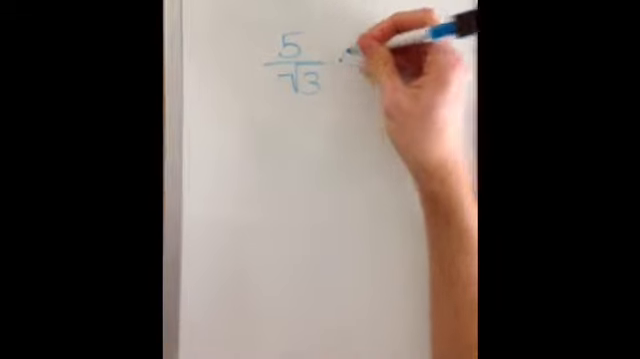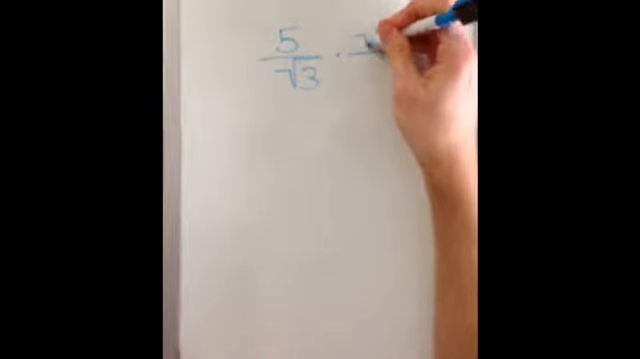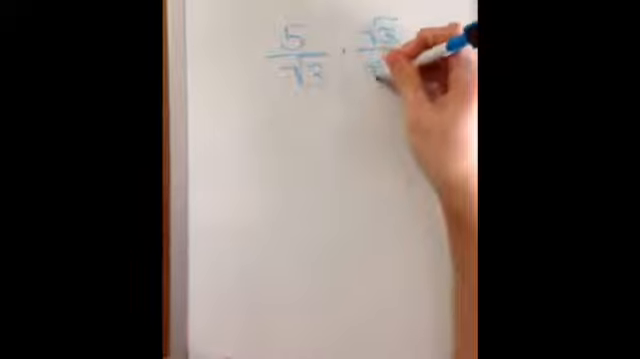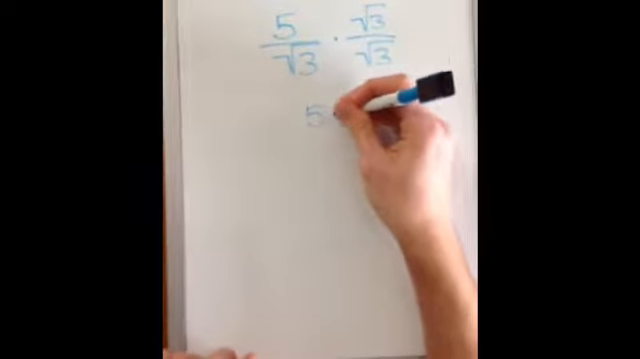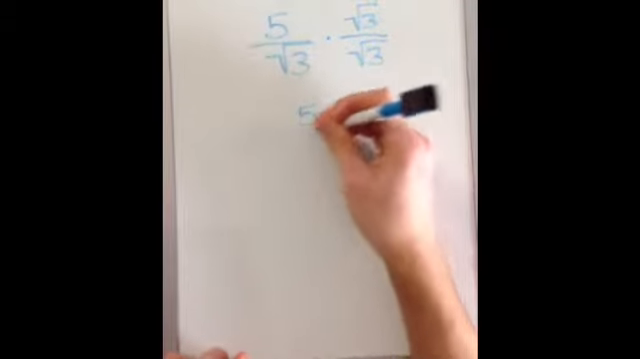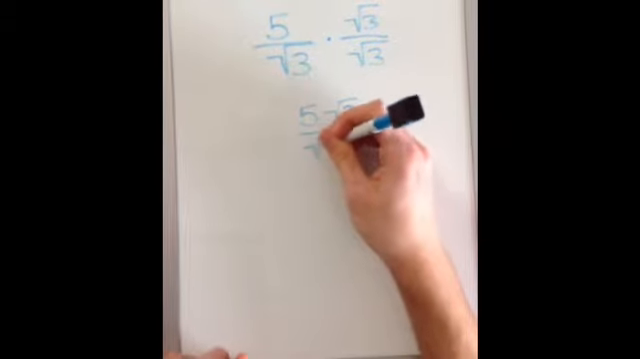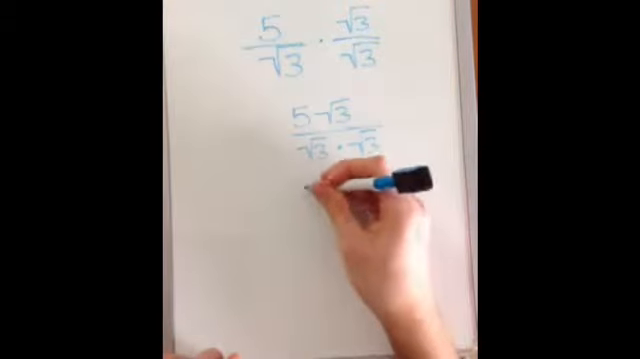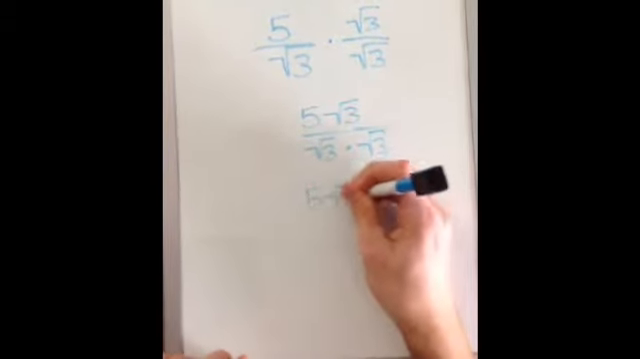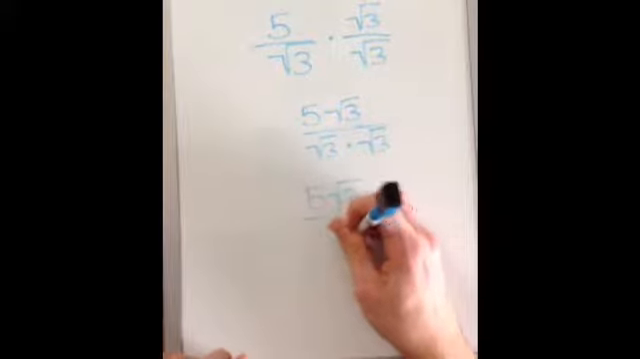To rationalize the denominator, you have to multiply both the numerator and the denominator by, in this case, the square root of 3. So the numerator comes out to be 5 times the square root of 3, and the denominator is the square root of 3 times the square root of 3. The square root of 3 times the square root of 3 just comes out to be 3, so it's 5 times the square root of 3 all over 3.